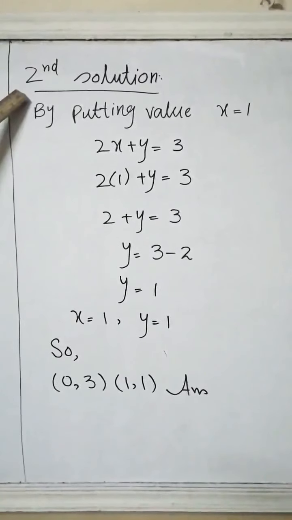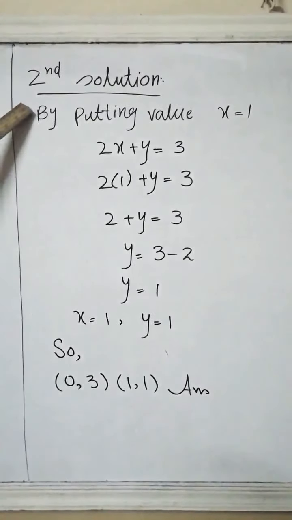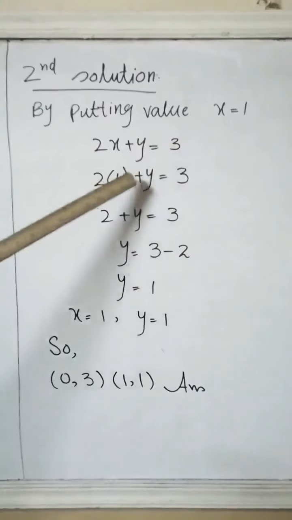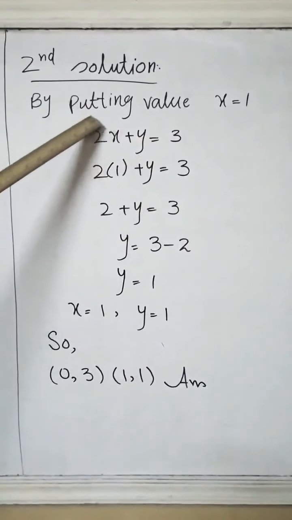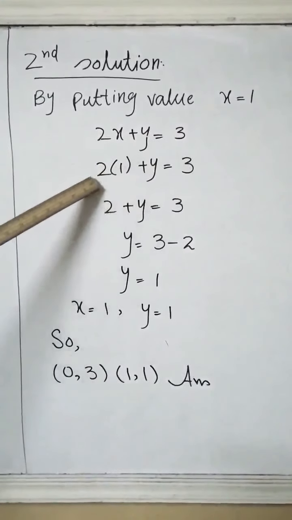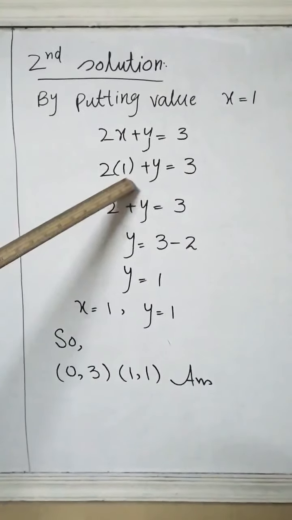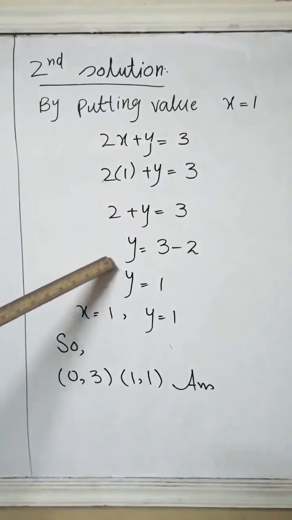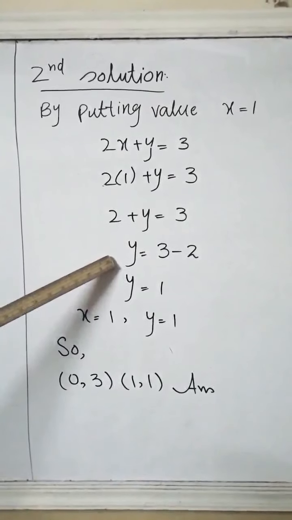So in the first solution we have x is equal to 0 and y is equal to 3. Now moving towards our second solution. In this solution we will put x is equal to 1. We will write our statement by putting the value x is equal to 1. 2x plus y is equal to 3 is our given equation. In place of x we will write 1. So we will write 2 into 1 plus y is equal to 3.